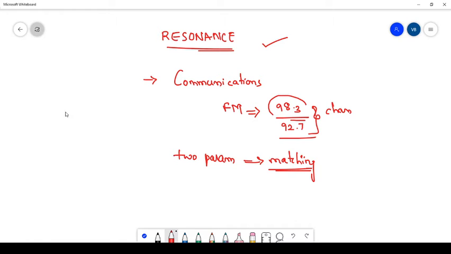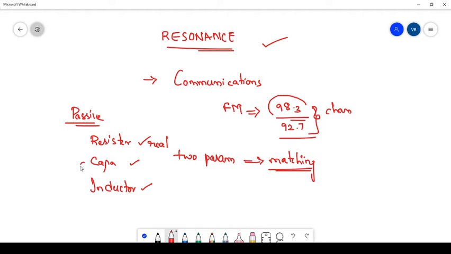Here we already know whatever passive components we are going to use, those are the parameters. So what are the passive elements? That is resistor, capacitor as well as inductor. But a resistor is a purely resistive element, nothing but a purely real element. There is no imaginary part. So capacitor and inductor, these two have imaginary parts, depending upon the frequency. By varying any one of these two parameters, we are going to match the parameters of voltage and current.